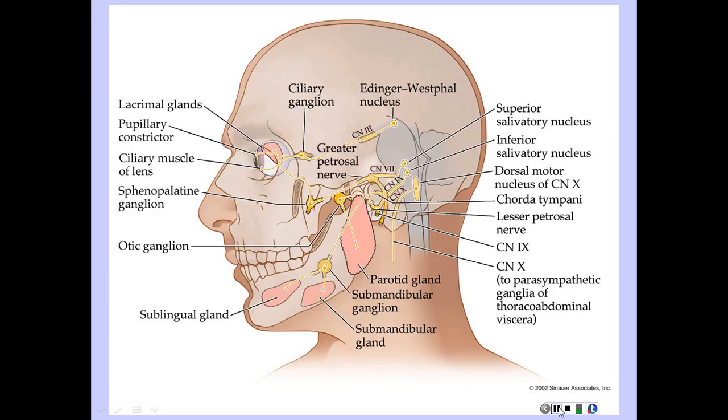Vagus, our 10, is leaving the head and neck, and it's going south. And it's going to the lungs and the heart and the upper part of the gastrointestinal tract.